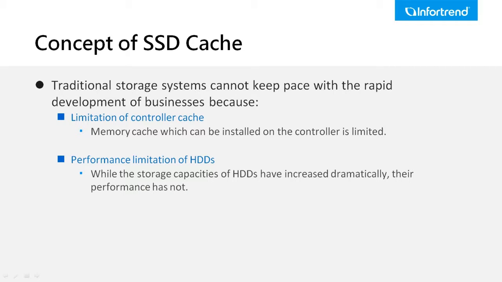Cache is a component that transparently stores data so that future requests for the data can be served more efficiently. It is fundamental to storage, especially for read-intensive applications. However, the amount of memory cache that can be installed on the controller is limited. Moreover, the storage capacities of hard disk drives have increased dramatically, but their performance has not, making them inadequate to support workload-intensive applications. To tackle these issues, Infortrend has introduced SSD cache to address these physical limitations.